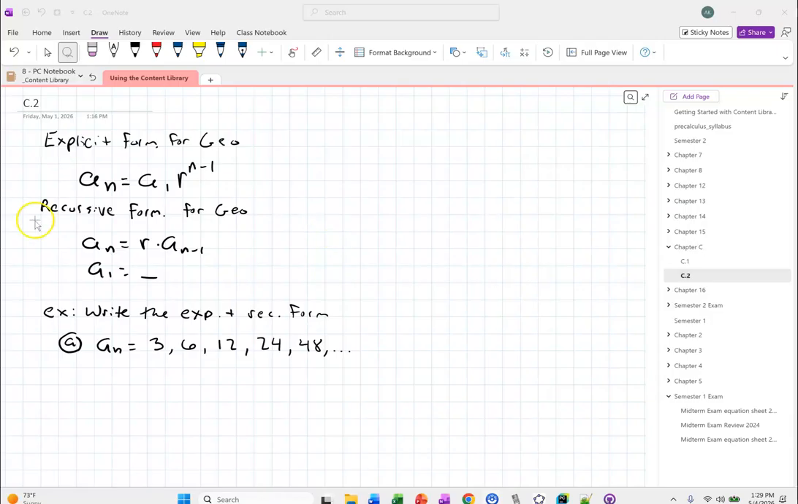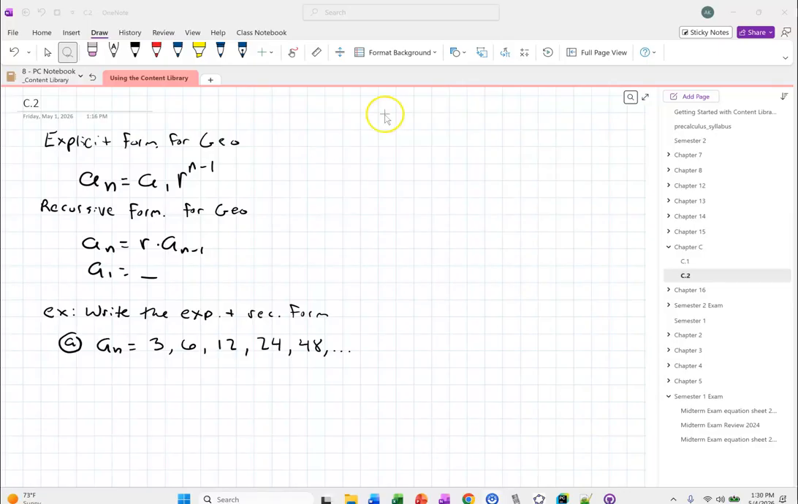All right, so the explicit form for a geometric sequence is a sub n equals a sub 1 times r to the n minus 1, where a sub 1 is the first term, r is that constant common ratio, a sub n is like the dependent variable, and n is like the independent variable, just like a function. The recursive form is a sub n equals r times the previous term, but we have to state what that first term is so we know where to start building that recursive pattern from.